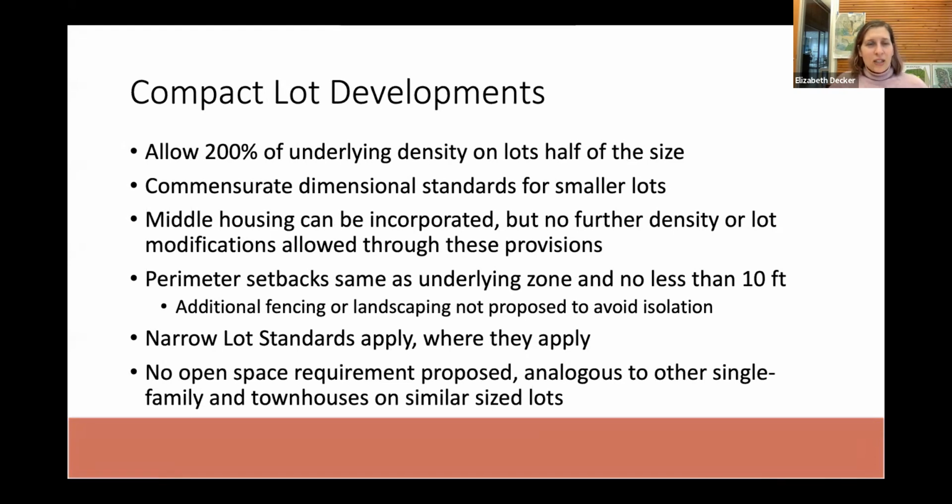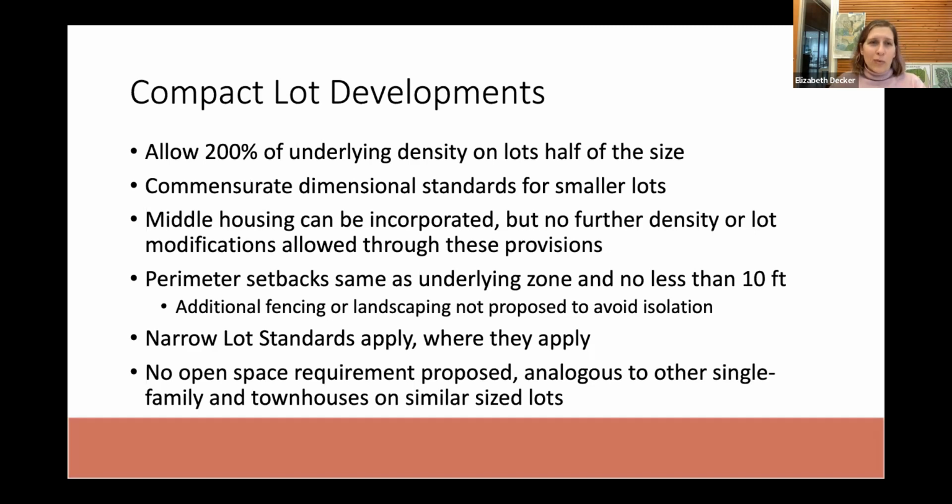We've got this new compact lot development option we've been talking about ever since it was a strategy in the plan. This is the debut of what those standards would look like to actually build one of these, so I put together this package of code for our discussion. Some key features: it allows 200% of the underlying density, same as the cottage code.